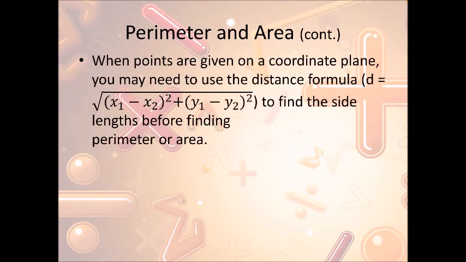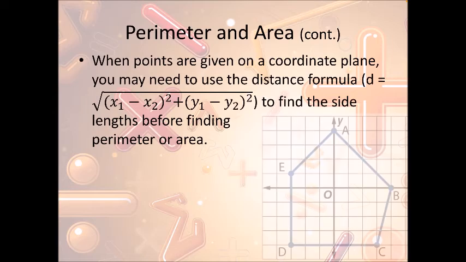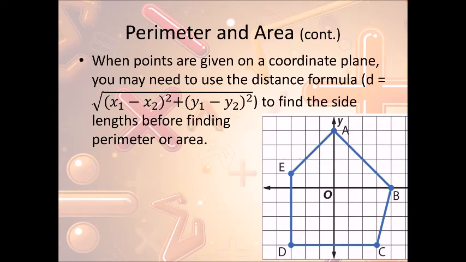Alright, now for something a little bit more of a challenge, something that you likely haven't done in the past. When points are given on a coordinate plane, you may have to use the distance formula that we learned earlier to find the side lengths. So let me give you this example. Let's say I wanted to find the perimeter of this figure. Well, some of the sides I can see very easily and I can measure very easily.